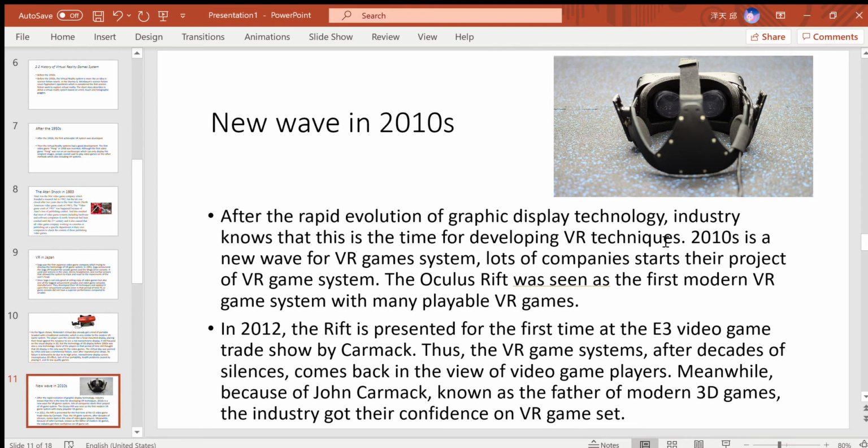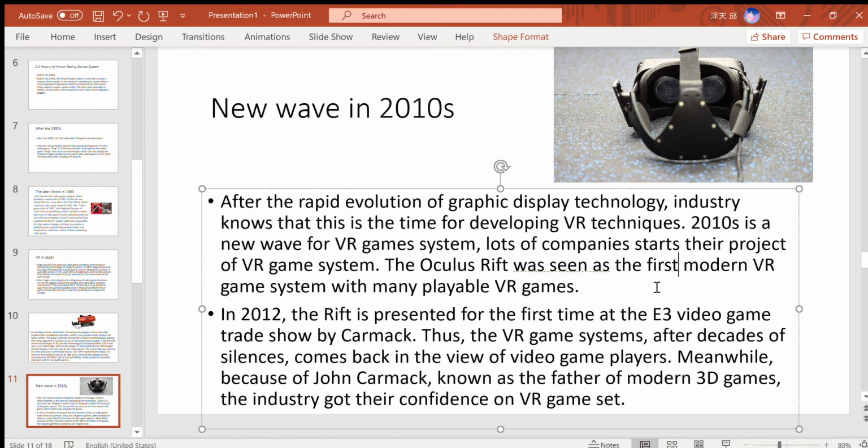2010 saw a new wave for VR game systems. Lots of companies started their projects of VR game systems. The Oculus Rift was seen as the first modern VR game system with many playable VR games. In 2012, the Rift was presented for the first time at the E3 video game trade show by Carmack. Thus, the VR game system, after decades of silence, came back into the view of video game players.